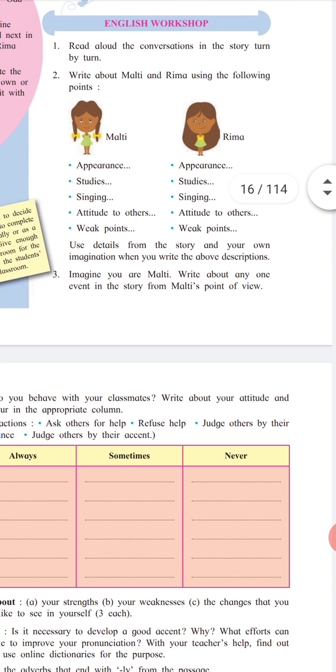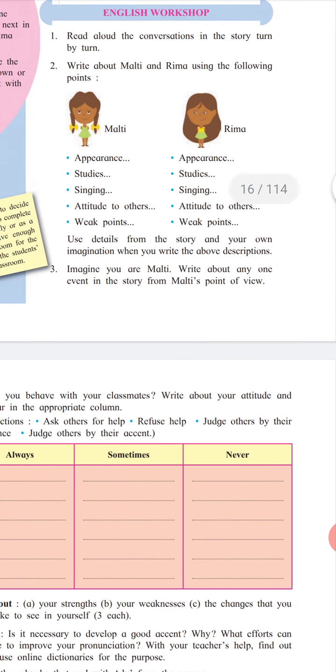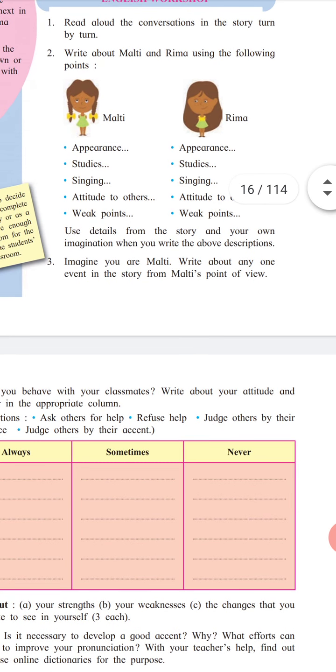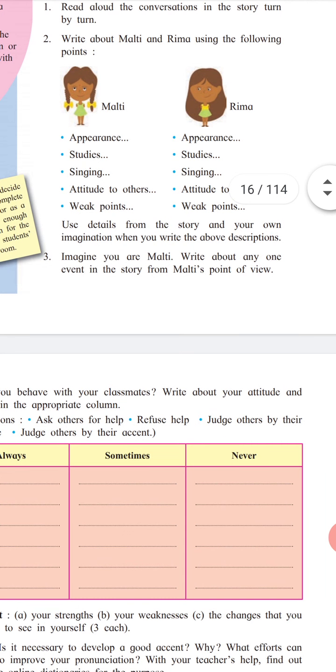Now we'll begin with the second question. Here you have to write down about Malti and Rima. You have to describe these two girls by your own imagination and the information given in the textbook lesson. You can take the help of these points: appearance, studies, singing, attitude to others and weak points. Here these points are given.